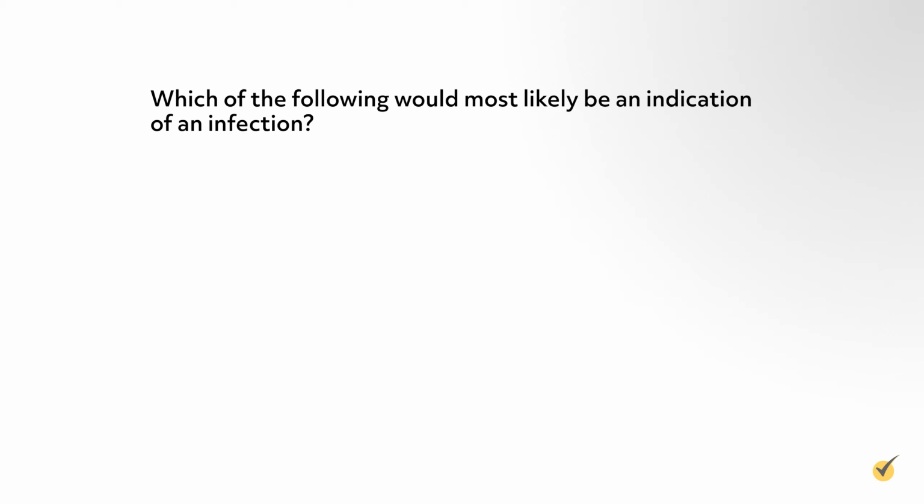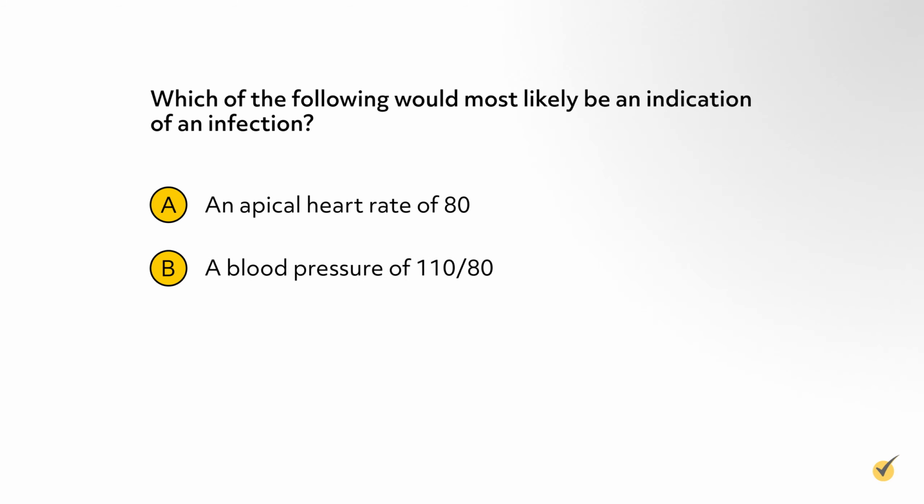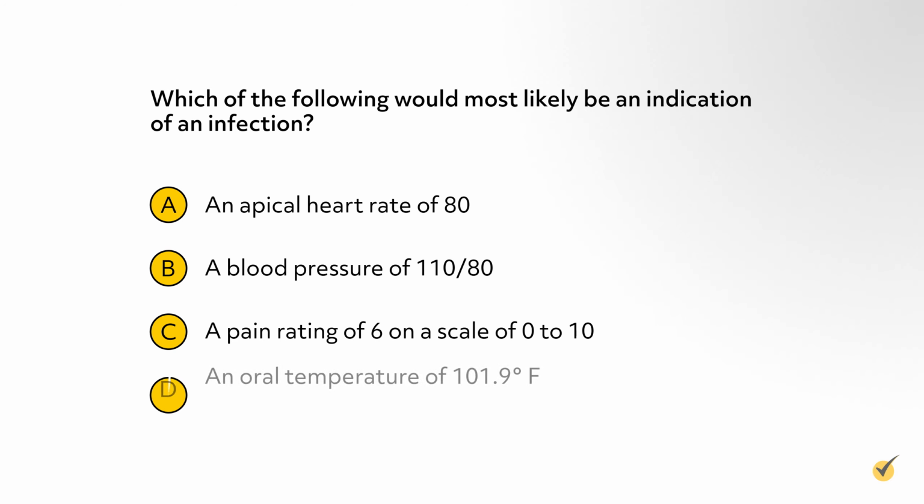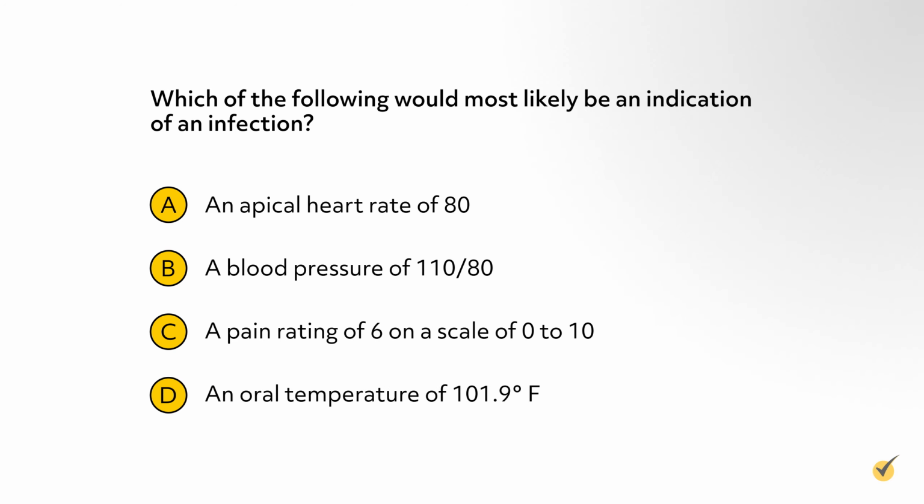Let's try another one. Which of the following would most likely be an indication of an infection? A, an apical heart rate of 80. B, a blood pressure of 110/80. C, a pain rating of 6 on a scale of 0 to 10. D, an oral temperature of 101.9 degrees Fahrenheit.